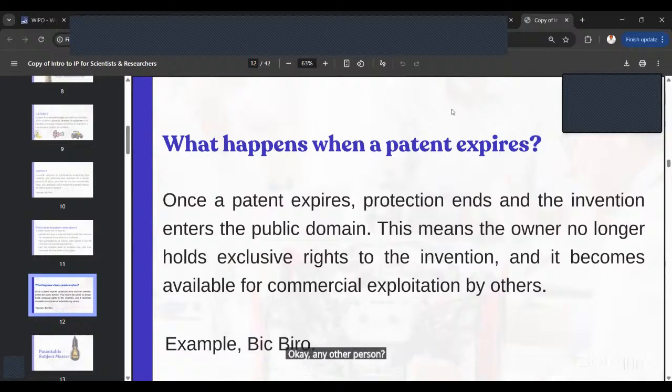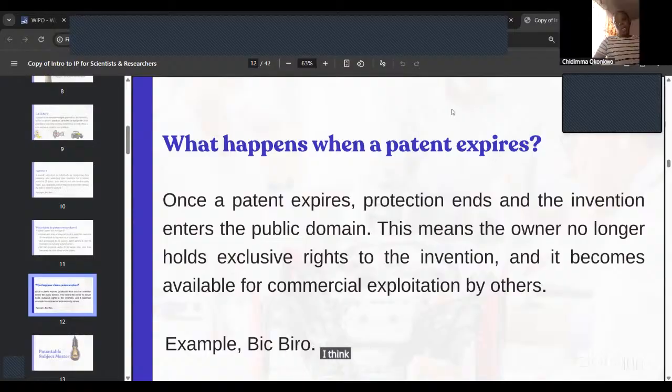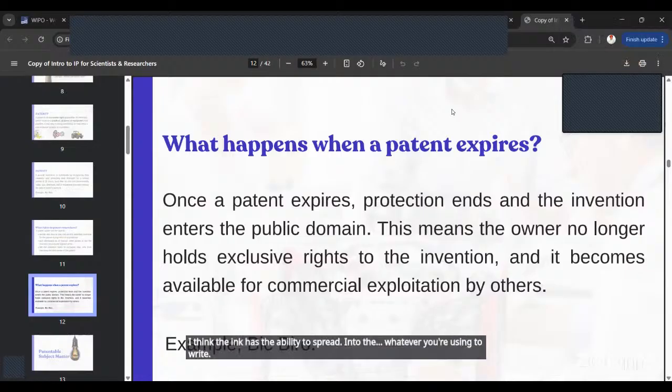Any other limitation? Okay, I think maybe it doesn't last for a very long time. Your write-up won't last for a very long time. Okay, it will fade. Any other person? I think the ink has the ability to spread into whatever you're using to write. Okay, those are good trials.